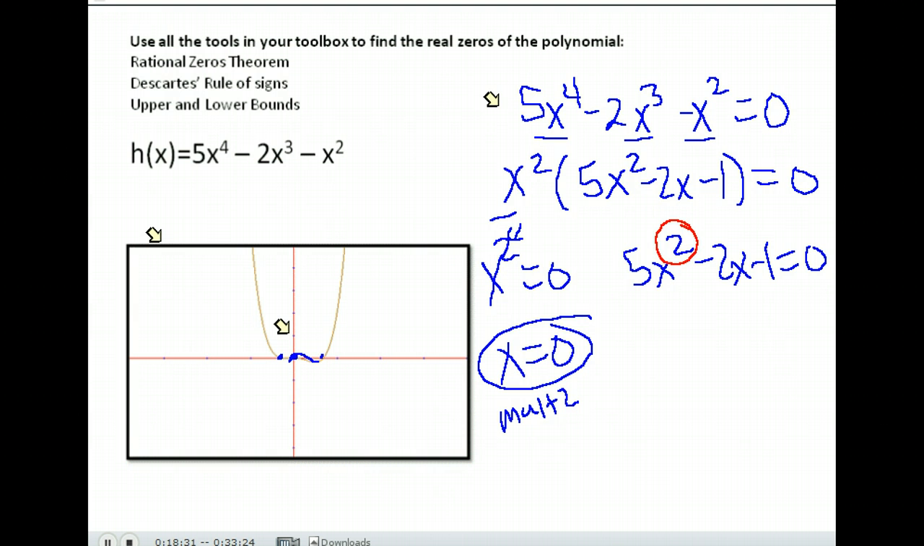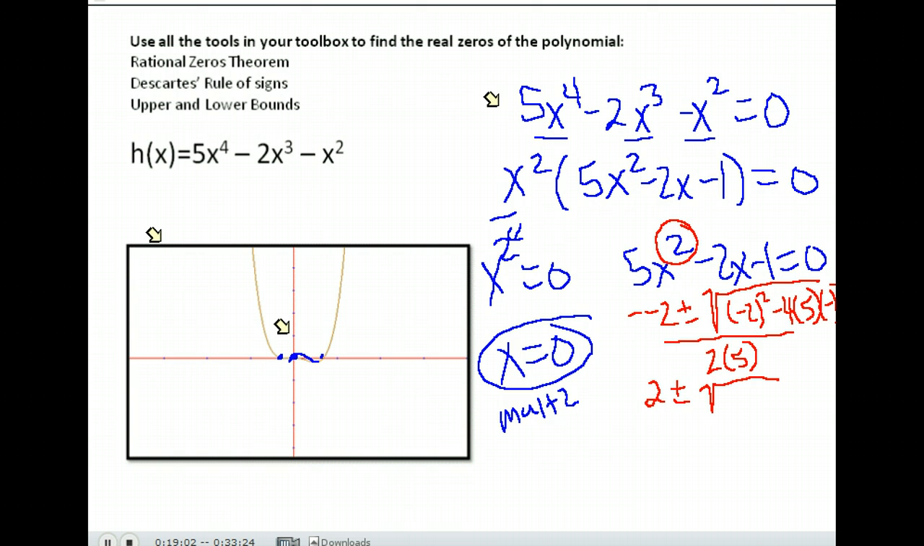If I can factor, I would go ahead and factor that. If it doesn't, I'm going to use the quadratic formula. This does not factor, so we are going to use our quadratic formula, negative b. My b is negative 2, plus or minus the square root of b squared, minus 4 times my a, which was 5, times my c, which was negative 1, all over 2 times a, which was 5. If I simplify that, I get 2 plus or minus the square root of 4 plus 20, which is 24.